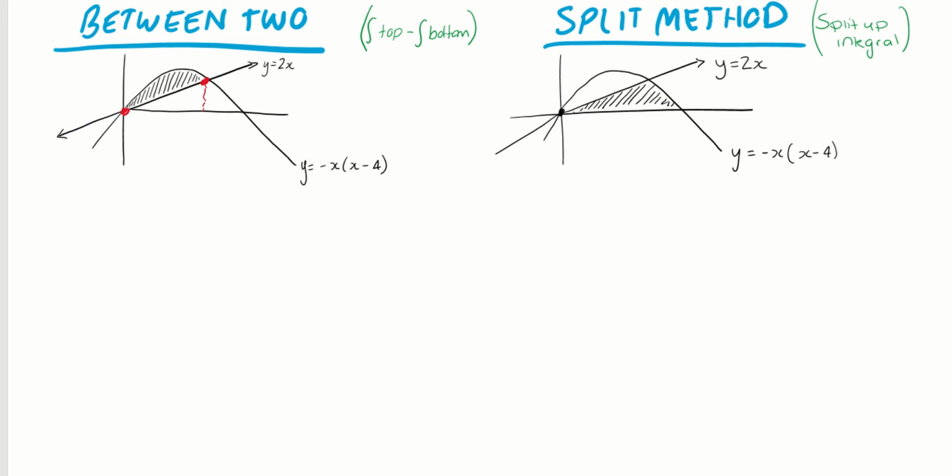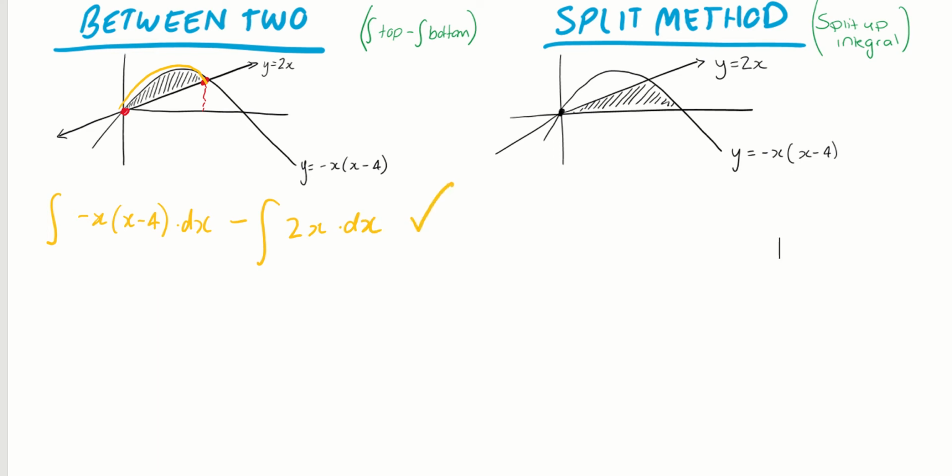So once again, you show the marker you know this. Give them that line of working that will get you the mark. It's always the one that's sitting on top that goes first. So the integral of -x lots of x minus 4, and you're going to subtract the integral of 2x. That's the line that will give you the mark.